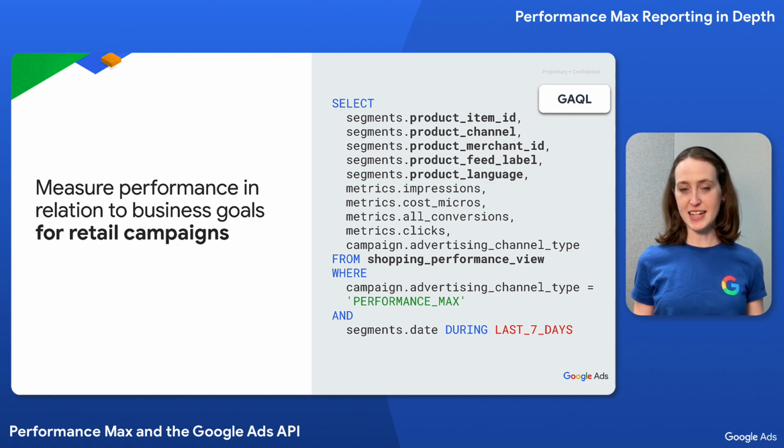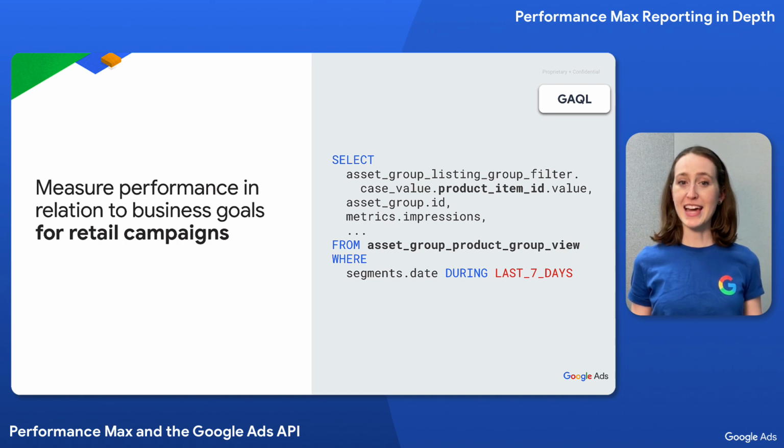If we wanted to take this idea a step further and look at how product performance varies across different asset groups, or which product categories are performing best in a given asset group, we could instead use the Asset Group Product Group View resource. With the Asset Group Product Group View resource, I can select information about my listing group filters, like product category or product item ID. If I have discrete product groupings across asset groups, you can imagine how I could leverage this to compare product or product category performance across asset groups.